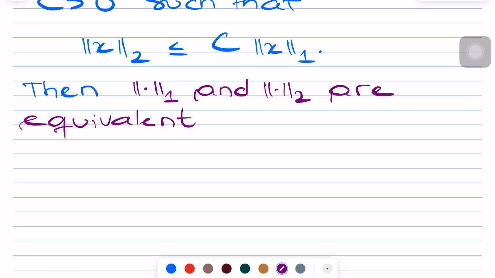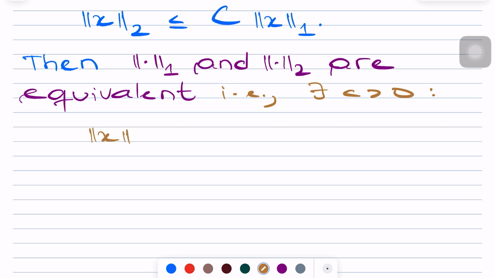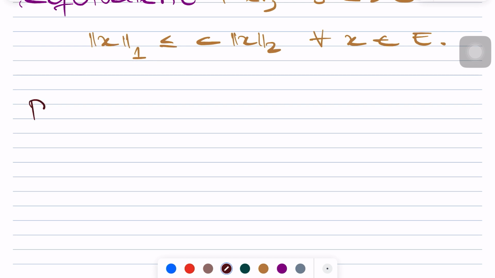So what does it mean? This means there exists a small c positive such that norm 1 of x is less than or equal to C times norm 2 of x, for x in E. Well, the proof is kind of a direct application of corollary 2.7. So we're not going to write the proof, just the outline. It's actually very easy. There's nothing difficult.